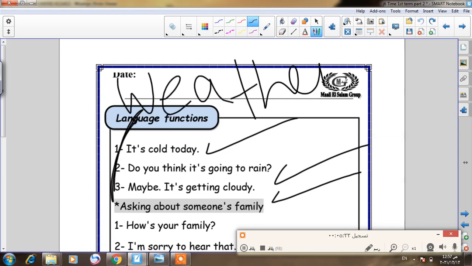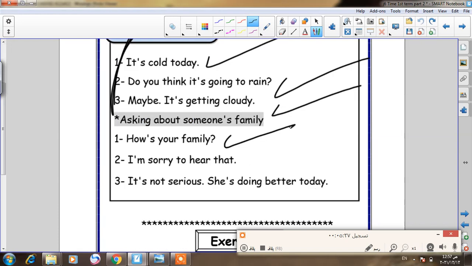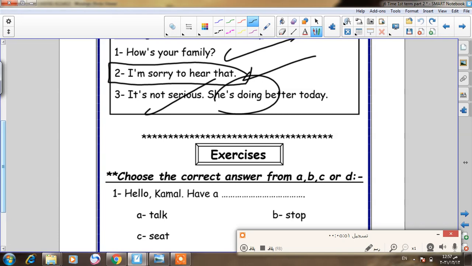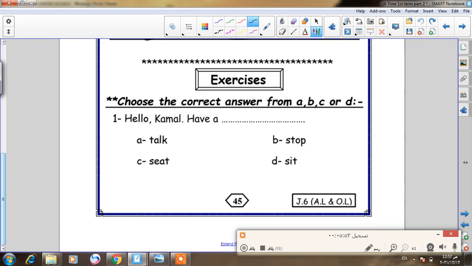Of course, I use all of this in order to speak about the weather. Okay, and then after this, asking about someone's family. How's your family? I'm sorry to hear that. We said that we can use this phrase when we hear about something bad or something sad. And then it's not serious. It means that it's not dangerous. She's doing better today. It means that she's doing well, she's improving, and so on. Okay, and then we're gonna answer the questions together.